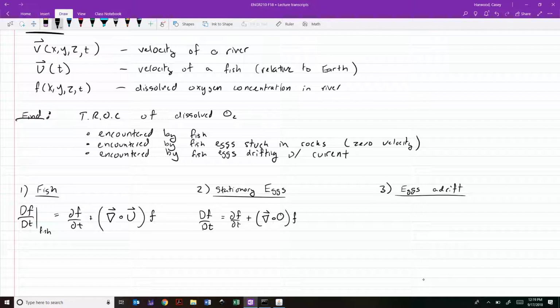And then finally, eggs drifting with the current. Again, same local rate of change. And what are we going to put in here? V, precisely. Because now it's being carried through that spatially varying field by the river's own velocity.